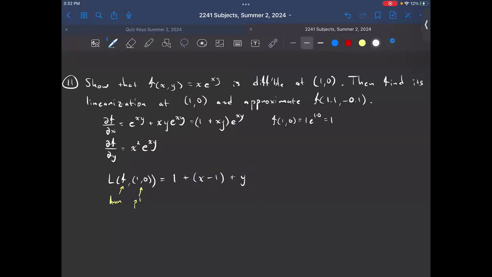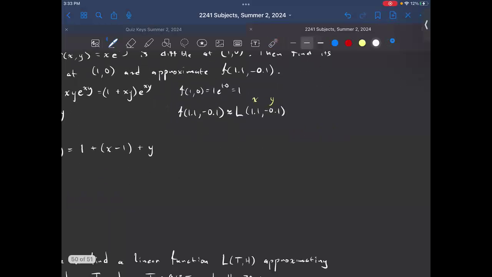So now this is a linear function, and I can write it a little bit more simply if I want. I don't want to for a specific reason, because now I'm going to compute f of (1.1, negative 0.1) by saying, all right, this is approximately equal to L of (1.1, minus 0.1). And here I've swapped the input notation a little bit. Now this is x and y. And L is implicitly dependent upon f and this point.